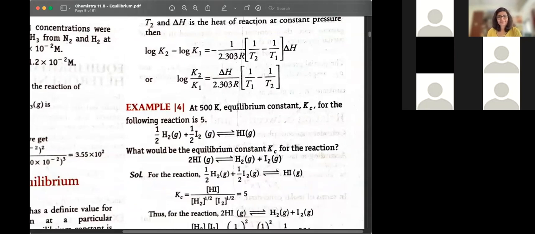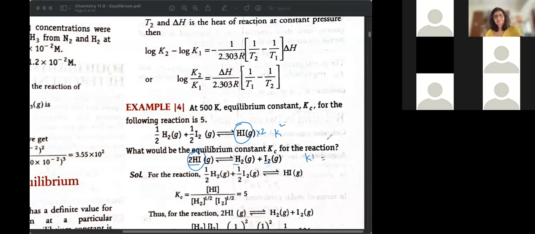No, Rishit, you don't multiply both. One part of it, you guys have figured out correctly: agar ye K hai, agar ye K dash hai, then this equation we multiplied by 2 to get 2HI, H2 I2 instead of half. So K dash will be equal to K ko square karna padega. So 5 becomes 25. That is correct. There's another change also happening here. HI yahan pe product tha. That has become the reactant here. So when the equation is reversed, what happens to K dash in that case?